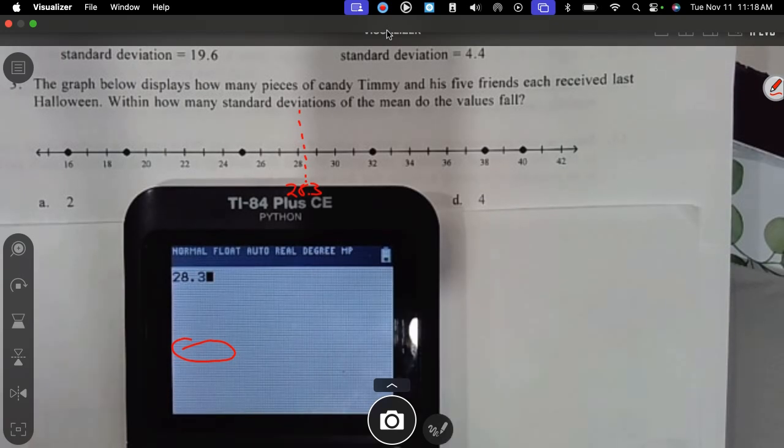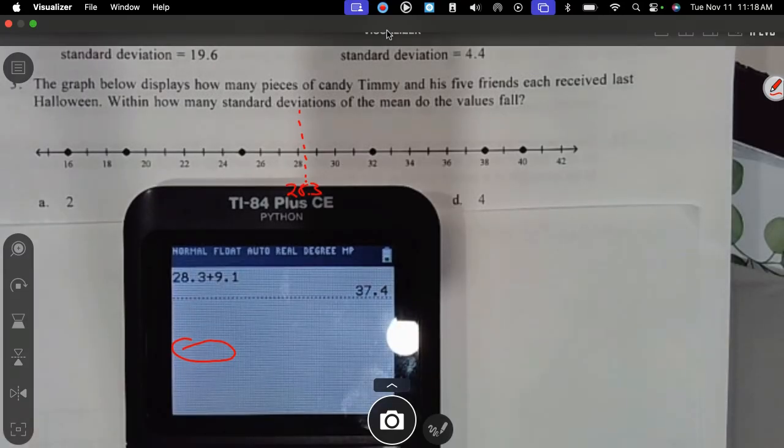I got 28.3. What did you do wrong? I don't know, I went to edit and I did 16, 19, 25, 32, 38, 40, and then 25, 32, 38 and 40. Okay, then you go to stat, calculate, and then press enter. And what does it tell you? List L1. Yep, and go down to calculate and press enter. It says 21.25.